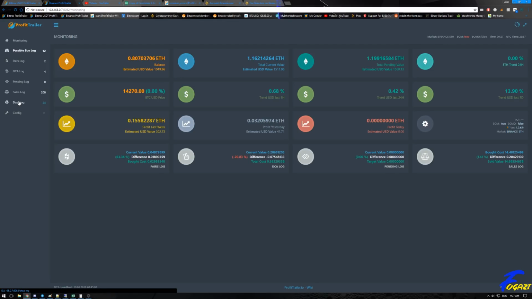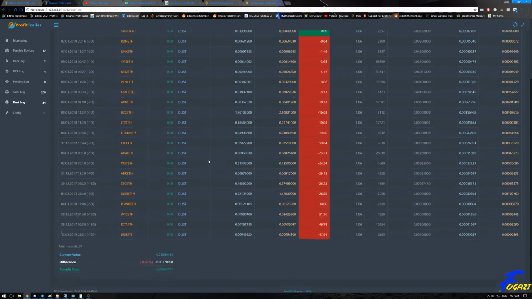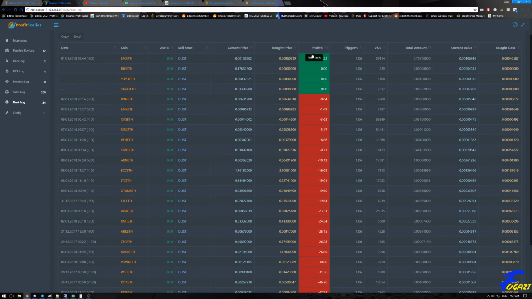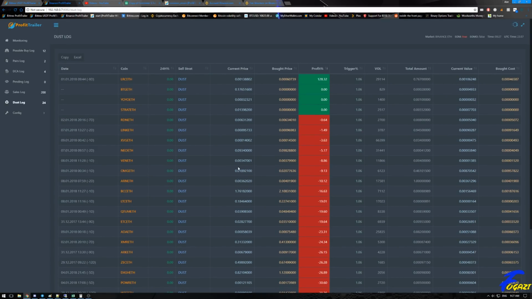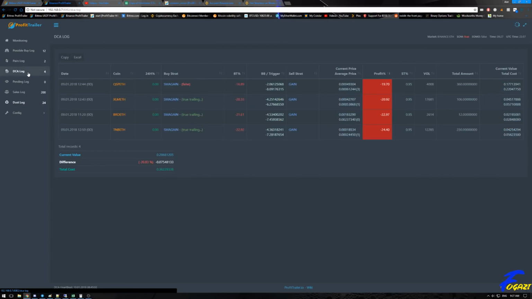What I want to show you here is on Binance in particular. We're not going to talk about Bittrex dust because it's not really a problem, but Binance dust, a lot of you may have this problem where you've got massive amounts of dust, and although it looks like it's made a massive profit, its current value is still below the minimum trade value, so you can't actually sell it. It's just sitting there as dormant.